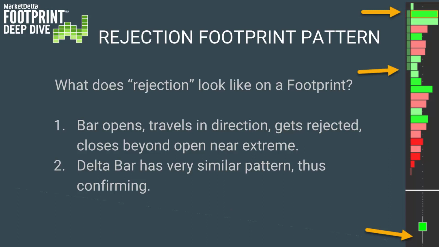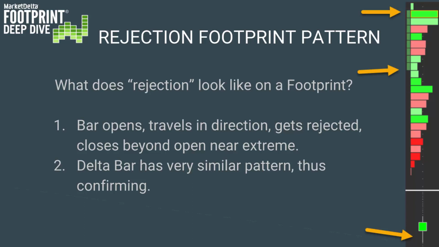All right, before we do, let's just look at a footprint in general of this pattern type. What does this rejection pattern look like on a footprint? Well, the bar opens, travels in a direction, gets rejected, and then closes beyond the open near the extreme. So look over here on the far right side. We've got a footprint with our delta bar, and this thing opened here, traded down, was rejected, and closed at or near its high. So this is a pretty good example. I would like to have seen the body be a little more compressed, but things aren't perfect when you're trading.